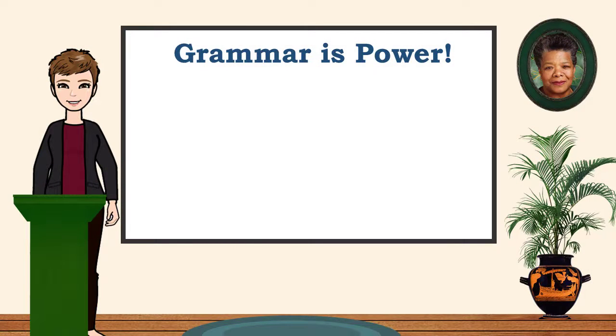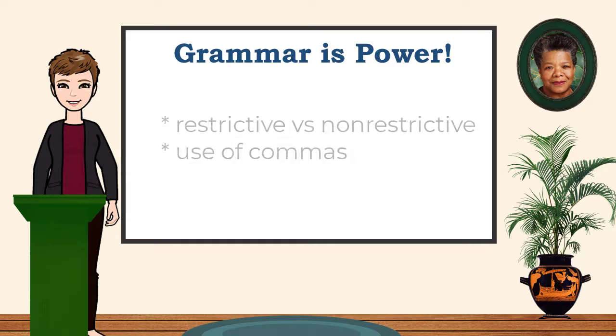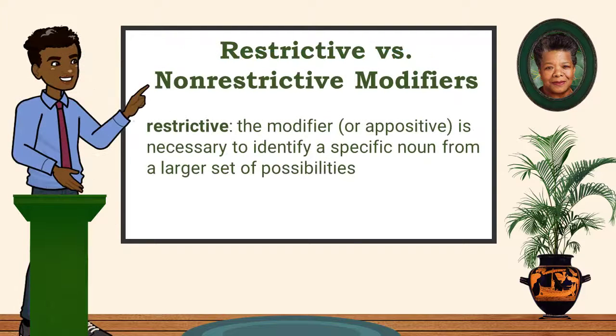In this third video on adjective clauses, you'll learn how to distinguish restrictive and non-restrictive modifiers and how to punctuate each of them. A restrictive modifier identifies a specific noun from a larger group. In this video, we'll focus on adjective clauses, but the same concept applies to appositive phrases and clauses.